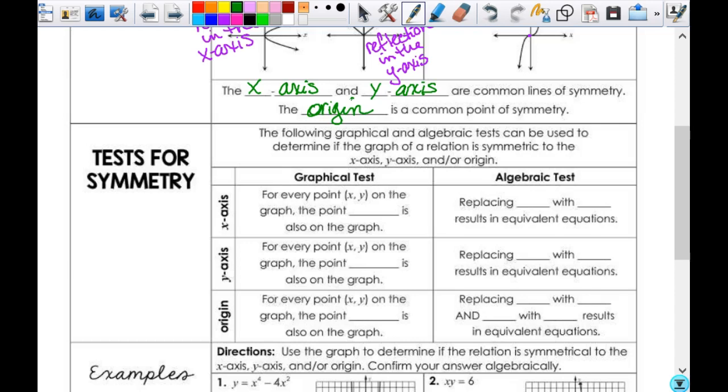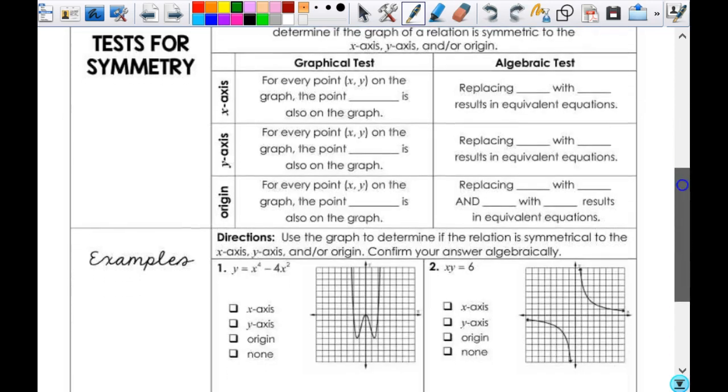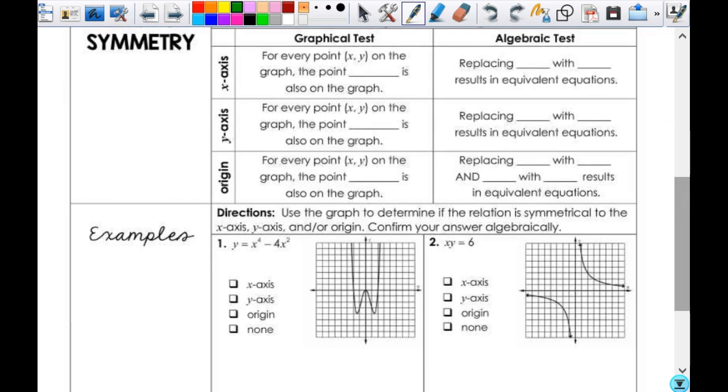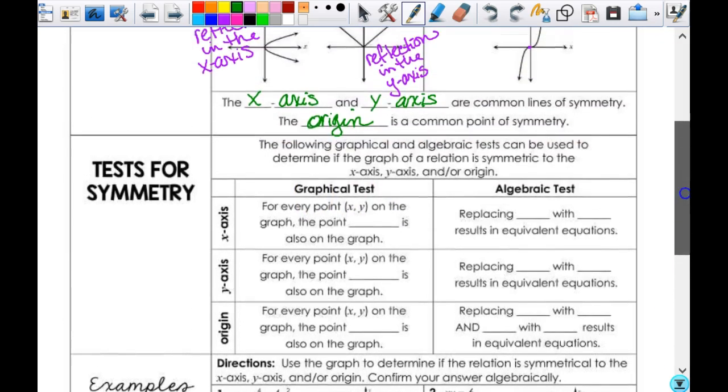So there's tests that you can do, not like a test you have to do on your own right now, but tests that you can do to see if it has x-axis, y-axis, or origin symmetry. There's graphical tests and algebraic tests. So for your graphical test, this is where those rules that you got from geometry come into play. So if we look up here, let me get that back up there.